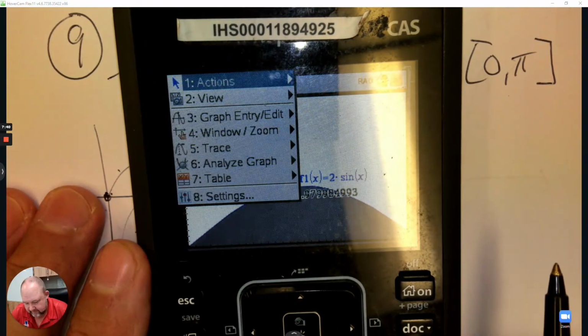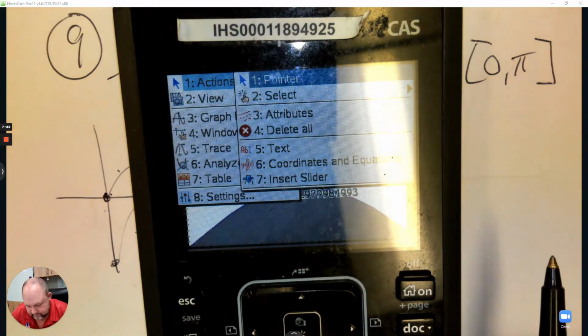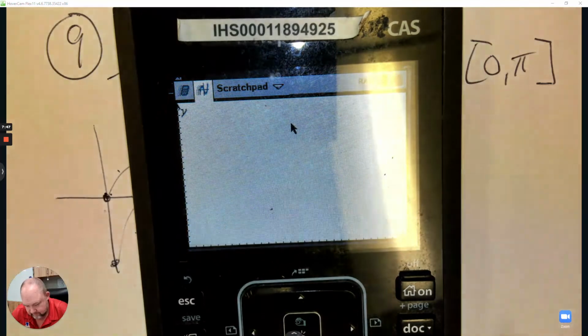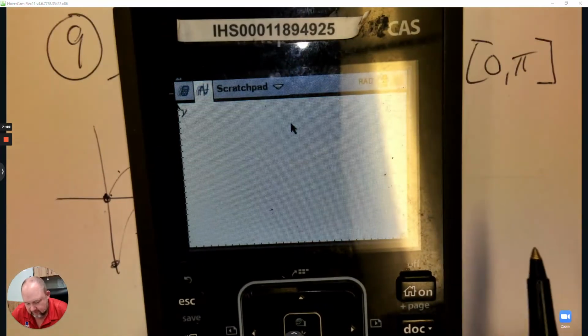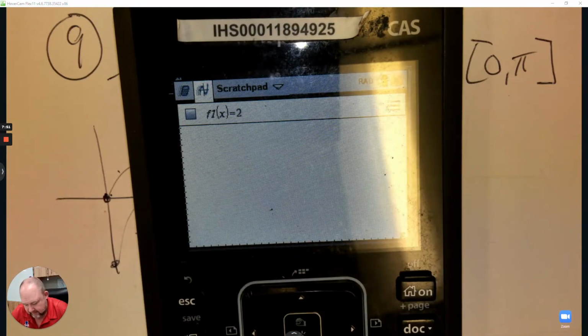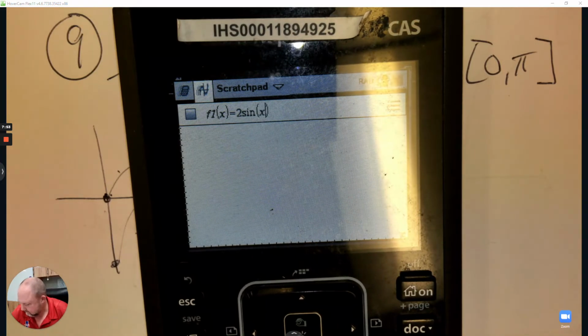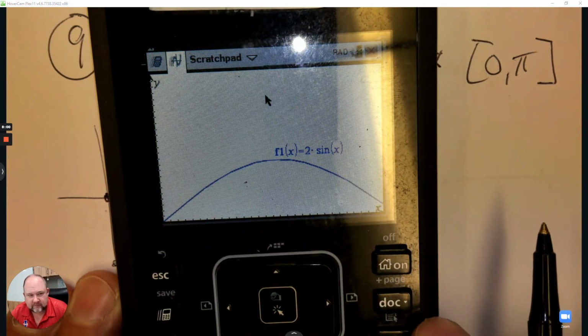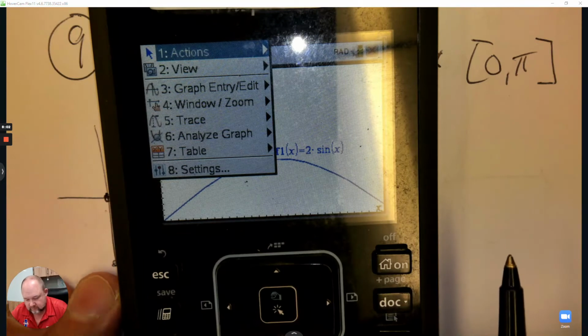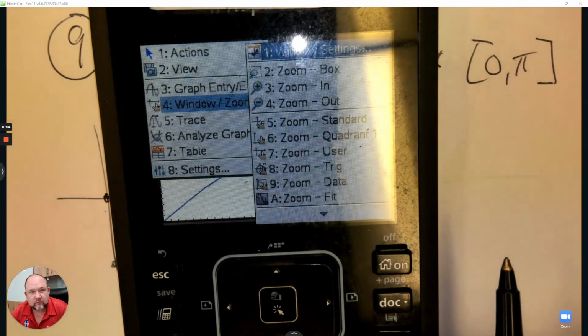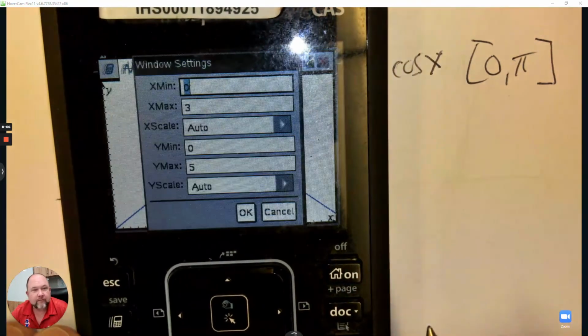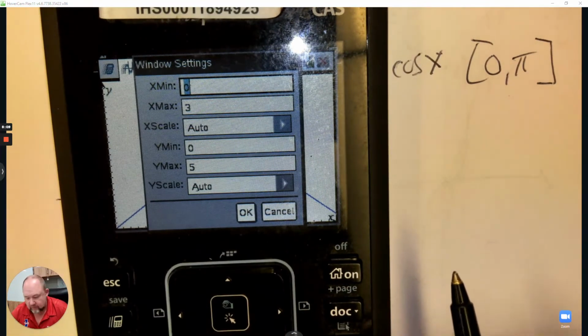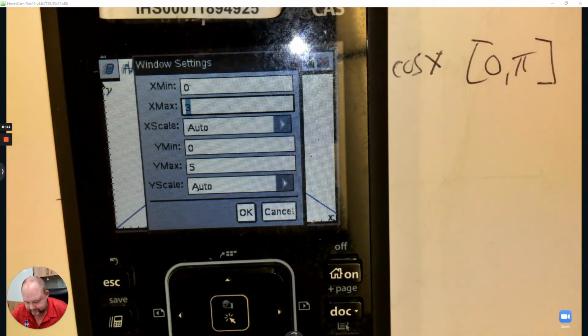Here, let me undo all that. And let me start again. So 2 sine x. Now I'm going to change the window, and so I know I'm going from 0 to pi, right? That's what I said.